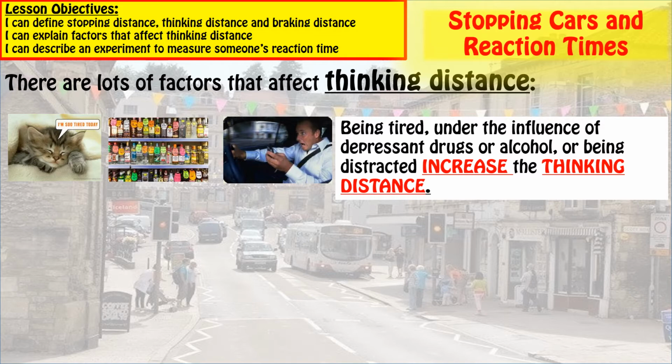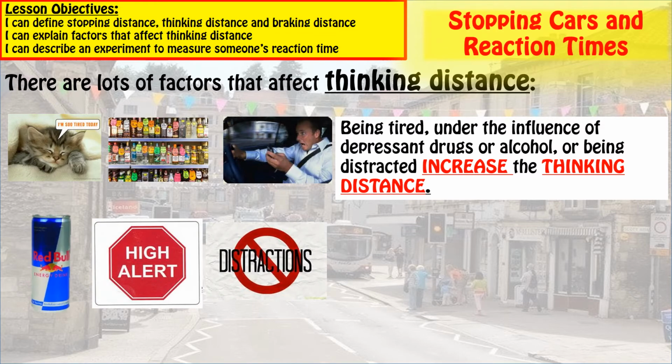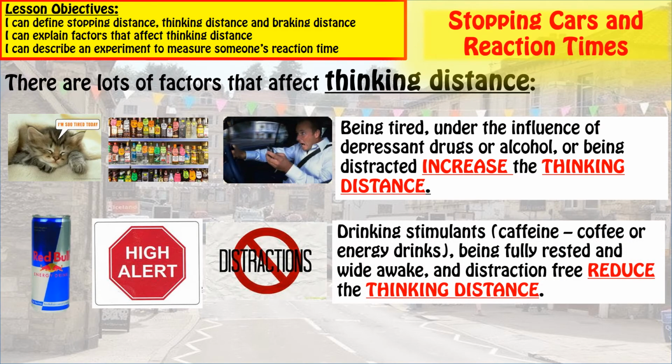Right now, don't worry about reaction times and everything. This is all about how far the car travels. So the thinking distance the car travels is going to increase. And conversely, if we are drinking stimulants like a cup of coffee or a Red Bull, fully rested, wide awake, have no distractions in the car, then all these things are going to reduce the thinking distance. They will make your reaction time faster, I agree, but the thinking distance of the car travelling is going to be less. So can you please pause the video, and the white boxes, if you write those into your books for me, please.